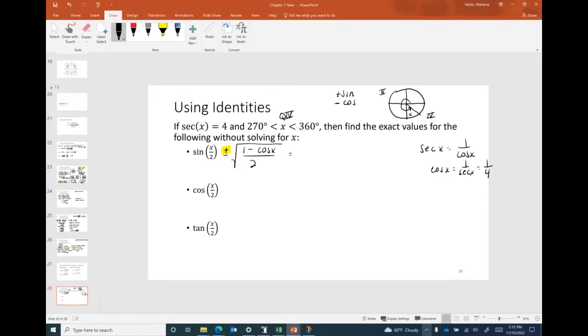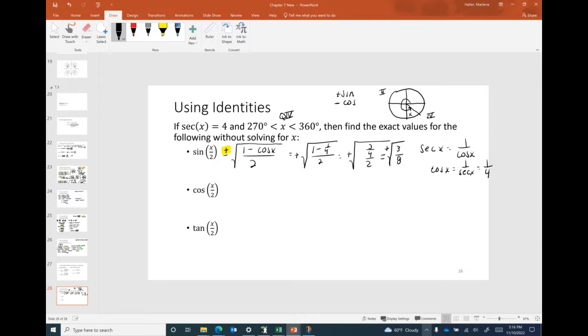Now we can just plug that value in and calculate the sine of x over 2. It's going to be the positive square root of 1 minus 1/4 over 2, or the positive square root of 3/4 over 2, which of course is the positive square root of 3/8.